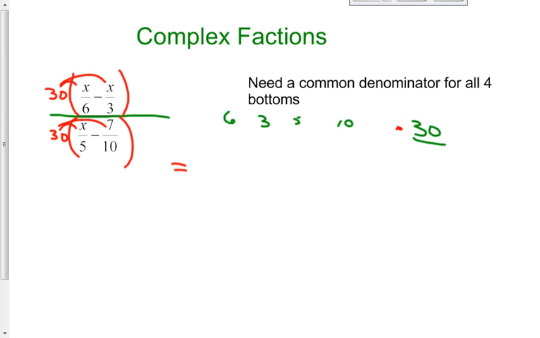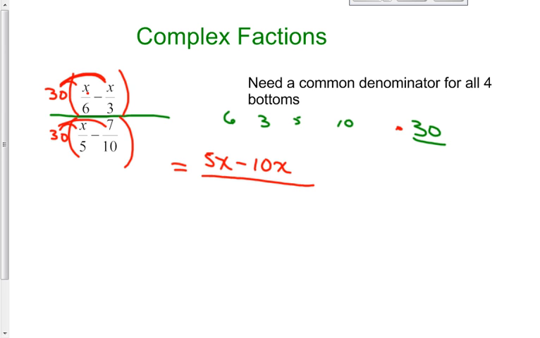30 times x, but I'm dividing by 6. 30 divided by 6 leaves me with 5x. Second distribution, 30 times x, but I'm dividing by 3. 30 divided by 3 would be a 10. So that new top, no more baby fractions, is 5x minus 10x.